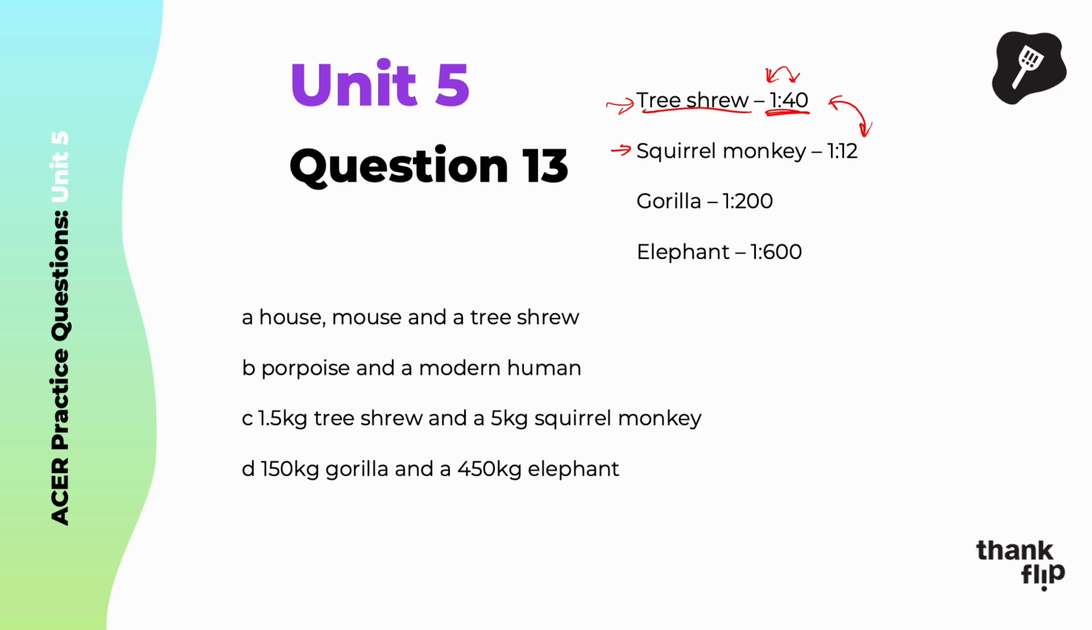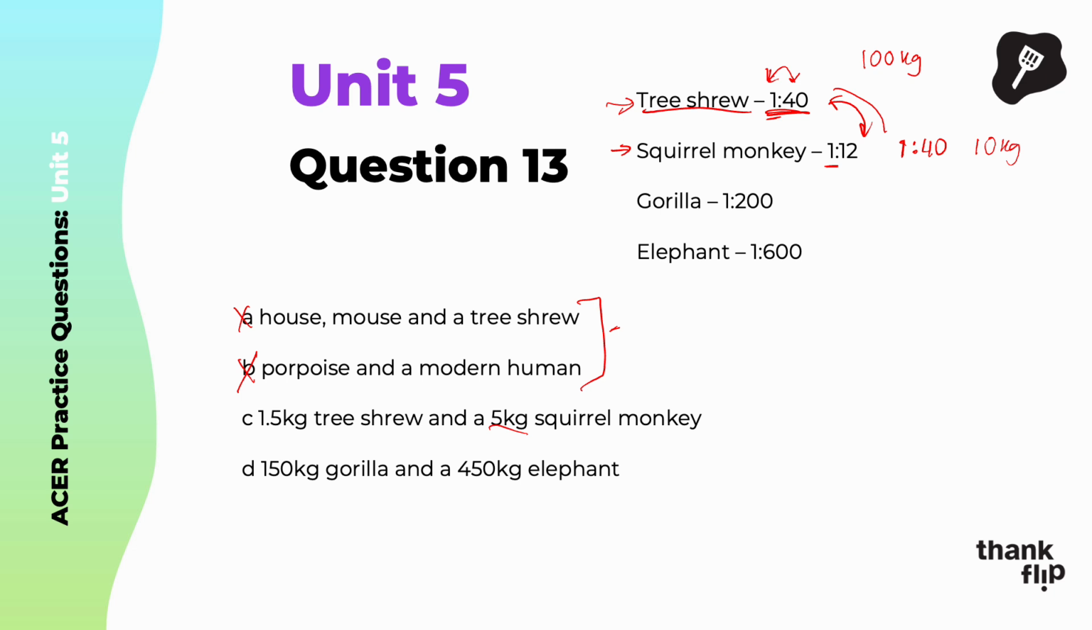You can't tell whether a brain for a tree shrew will be the same as a squirrel monkey. Even if the squirrel monkey had the same ratio, you can't tell whether the brain masses would be different. Because what if the tree shrew is 100 kilograms, whereas the squirrel monkey is only 10 kilograms? Even with the same ratios, their brain mass would be different. So we can eliminate options A and B because we're not given any additional information like the body mass. We can't even compare them, so they're immediately wrong.